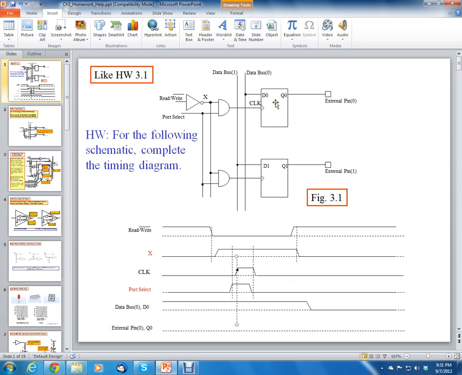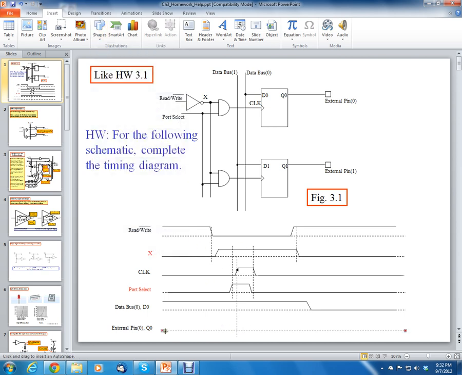This D flip-flop, the Q output doesn't change until this clock edge rises. Whenever it rises, it transfers whatever is on D to Q. That's all that happens. So when the clock edge rises, whatever data is on D gets transferred to Q. So at this point in time, what is on D? Well, what is on D is a 1. So at that point in time, a 1 is going to get transferred into Q. So let's draw that really quick.